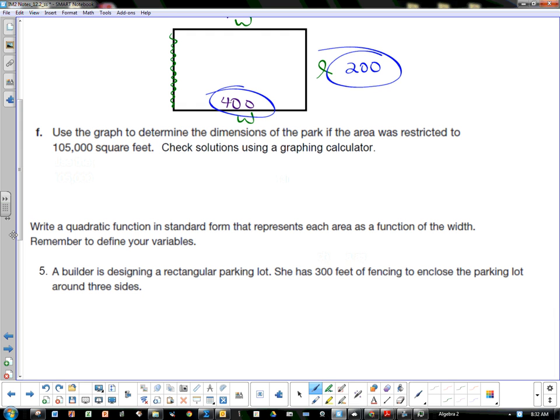F, use the graph to determine the dimensions of the park if the park was restricted to 105,000 square feet. If it was restricted to that. How in the world would you find that? This was a part of your homework last night. You must have gotten to this problem and been like, what do they want us to do?